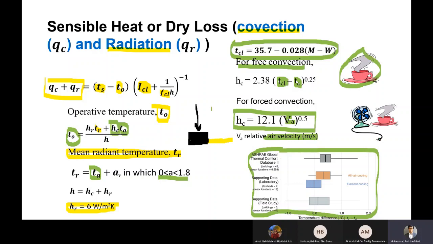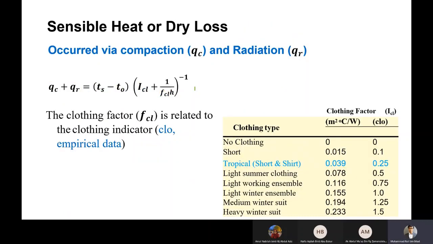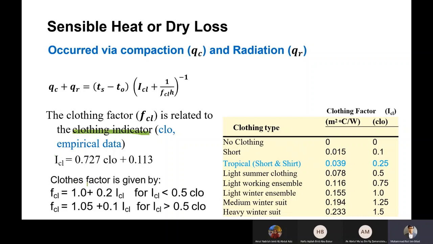So we get it all. TO we get, H we find, and the skin temperature TS we have from previously. So now how do we get the clothing indicator and clothing factor? The clothing factor is related to the clothing indicator. This is the empirical equation to estimate the clothing indicator, and then finally the clothing factor is given by this equation.